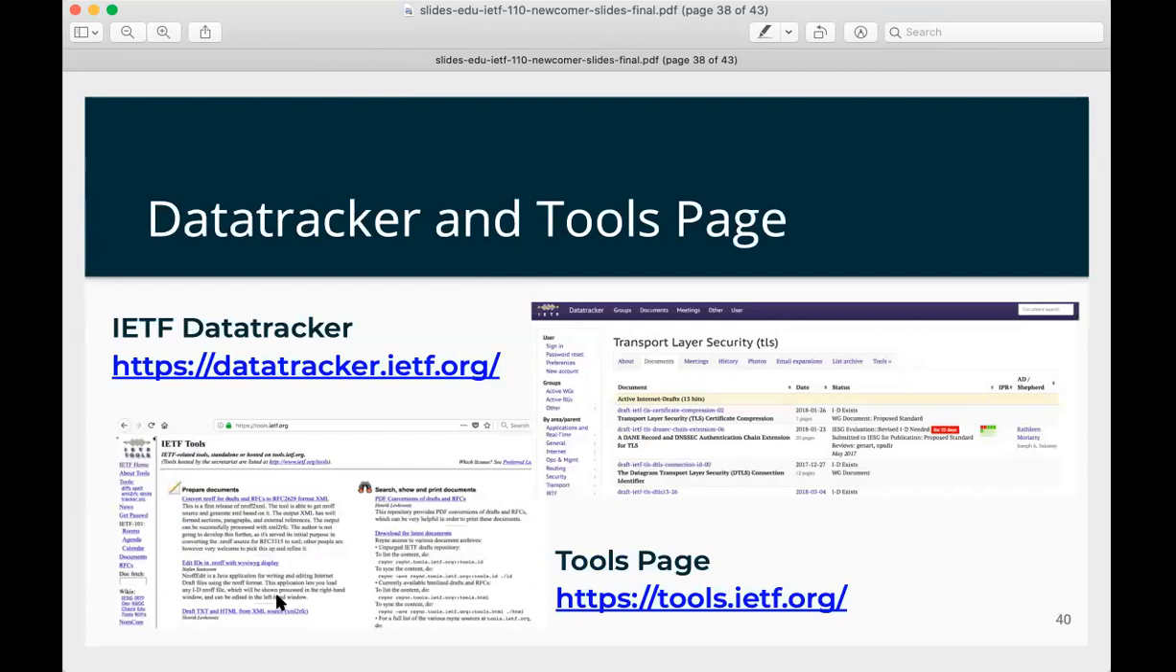Data tracker and tools. The data tracker is the hub of all of the information. So all the information about the working groups, about the documents inside the working groups, minutes for meetings, all of those things can be found within data tracker. And then tools has some other additional tools. In some ways you could think of it as the experimental tools, and a lot of the things that were developed originally in tools eventually get moved to data tracker.